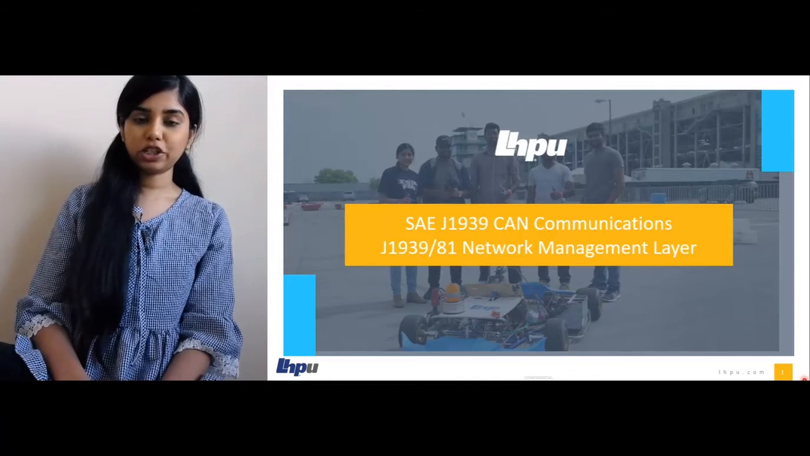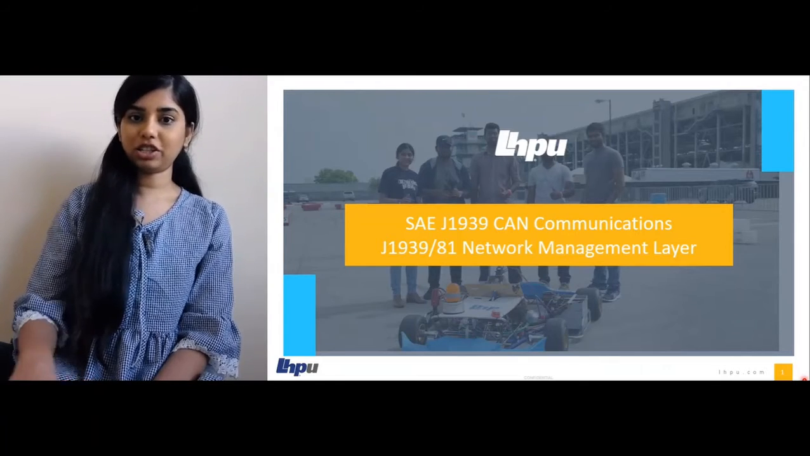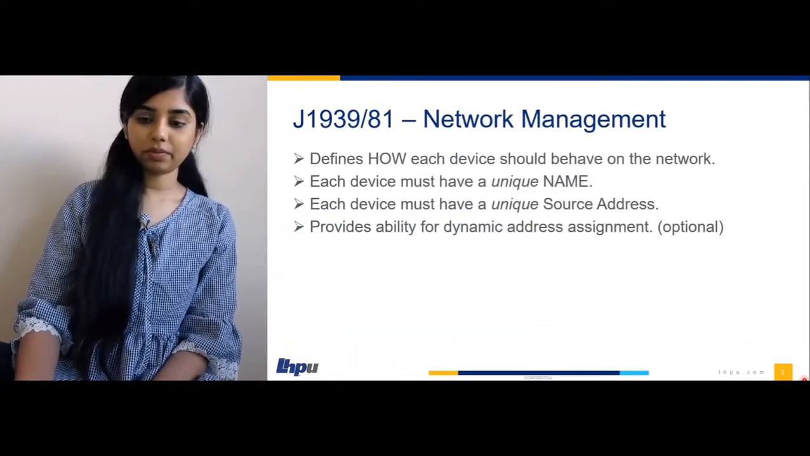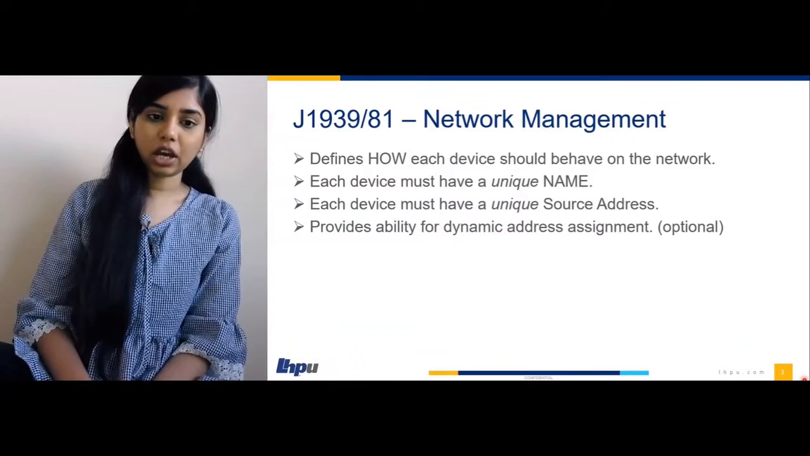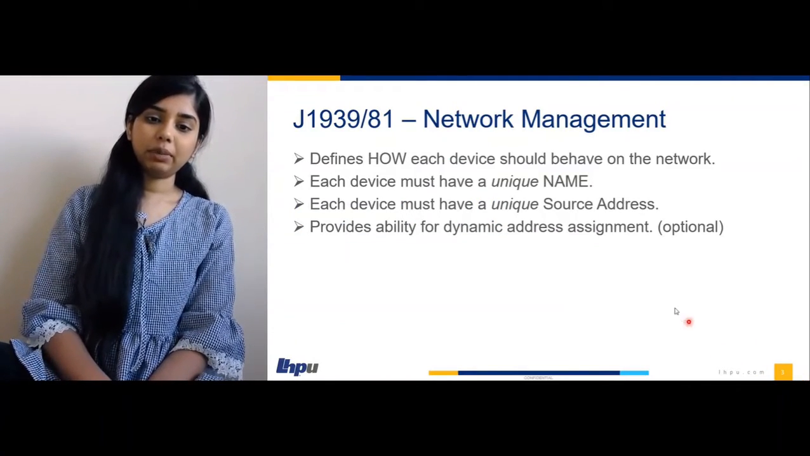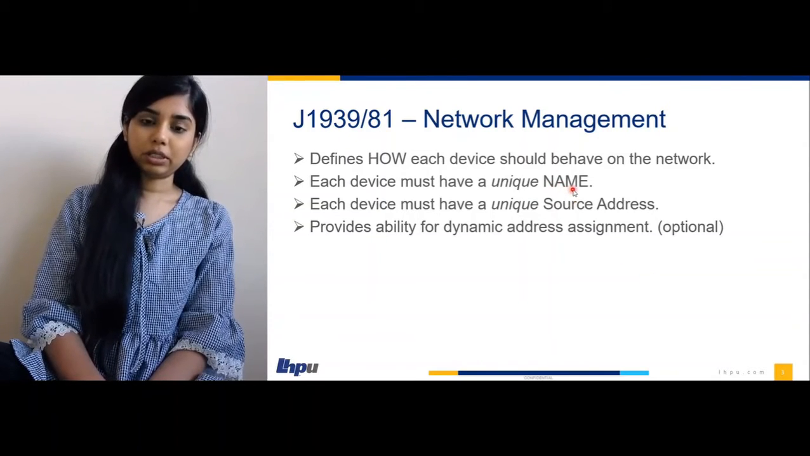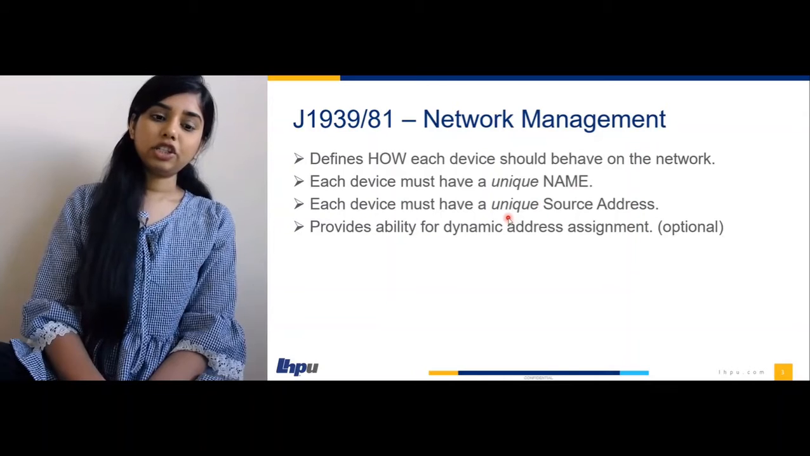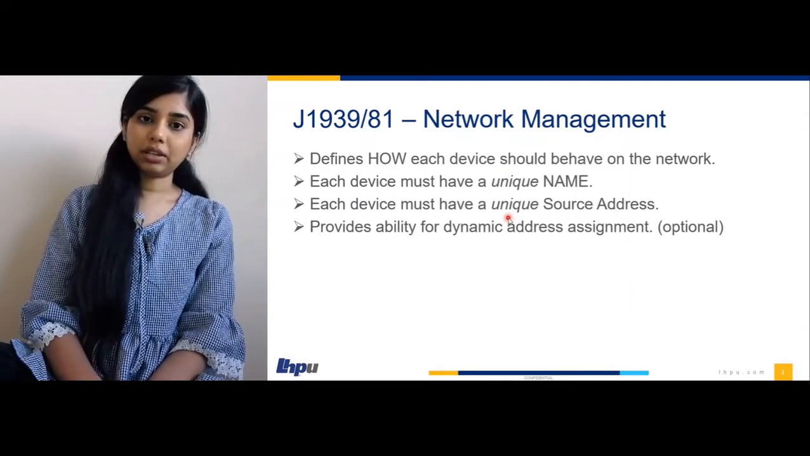In this module, we shall learn about layer 81, or the network management layer, of J1939 CAN communication. This layer defines how each device should behave on the network. Each device must have a unique name. Name again is a 64-bit structure, which we shall learn about in the next slide. Each device must have a unique source address.